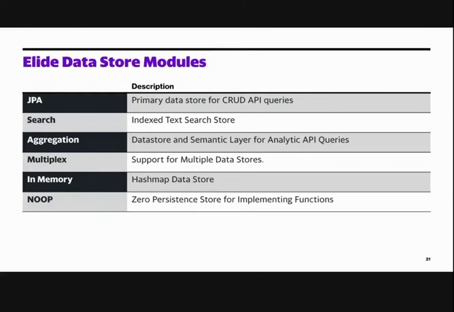There's a multiplex store, for if you want to support multiple stores, like the JPA store and the aggregation store together. The multiplex store will route requests to the correct store. There's an in-memory store, which is a simple hash map-based implementation. And then finally, a no-op store, which is useful for just implementing simple functions inside your service.